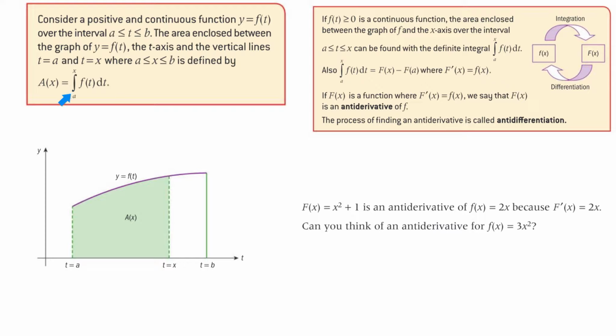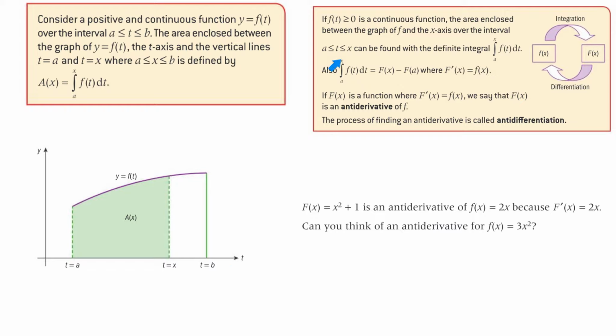It's defined by this definite integral, where the area is the definite integral of that function between a and x. So we've got our boundaries, we know our function, and we can write the definite integral with respect to t. It's not x anymore because this horizontal axis is t.